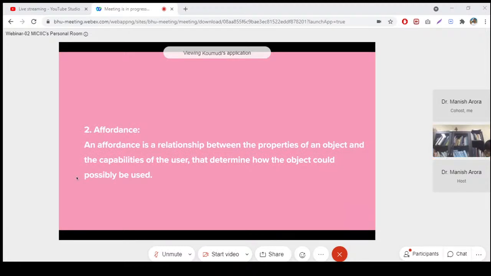An affordance is a relationship between the properties of an object and the capabilities of the user that determine just how the object could possibly be used. Based on Gibson's concept, Norman argued that designs have affordances. That is, designs have action possibilities that are readily perceivable by a user. Affordances depend not only on the physical capabilities of the user, but also on their goals, beliefs, and past experiences.